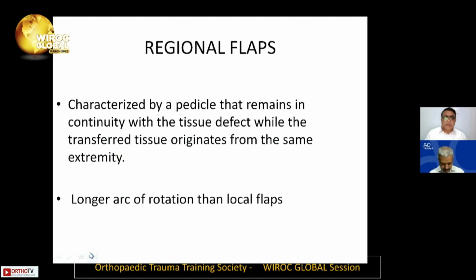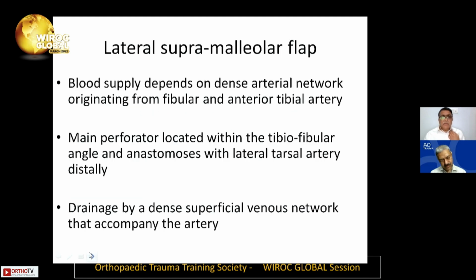Regional flaps are characterized by a pedicle that remains in continuity with the tissue defect, while the transferred tissue originates from the same extremity and has a longer arc of rotation than the local flaps. I would like to show a few examples, like the lateral supramalleolar flap. The blood supply depends primarily on a dense arterial network originating from the fibular and the anterior tibial artery. Drainage is by the dense superficial venous network that accompanies the artery.